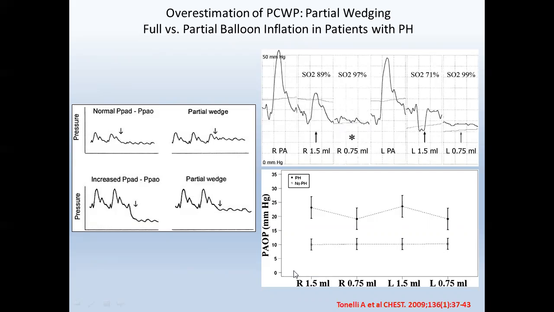So that's your pressure measurement. At 1.5 ml, they got a PA wedge pressure of around 23. With half a balloon, it actually came down. Same thing for two patients.